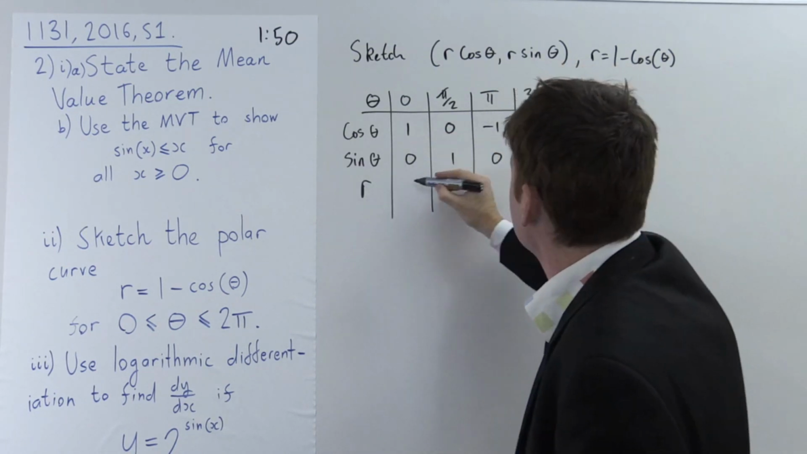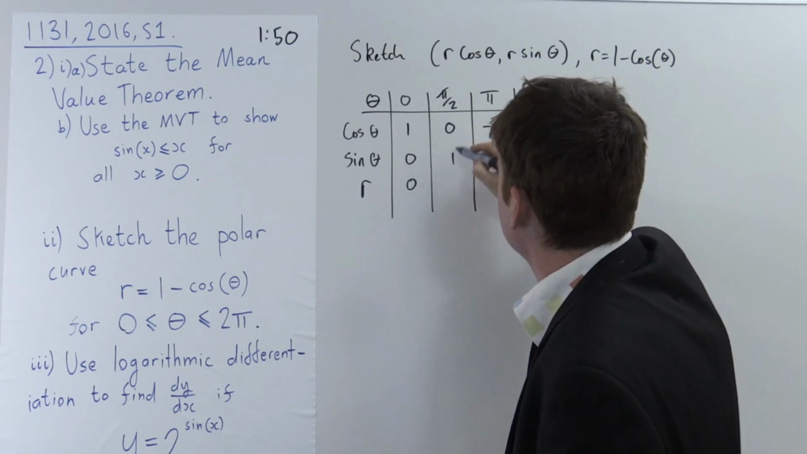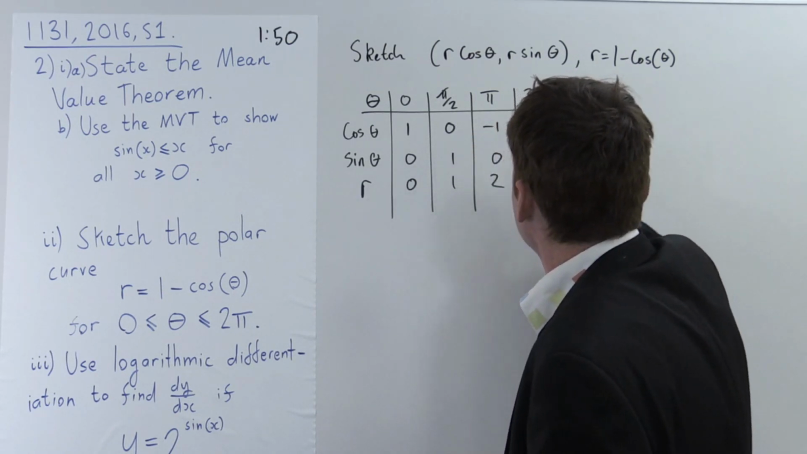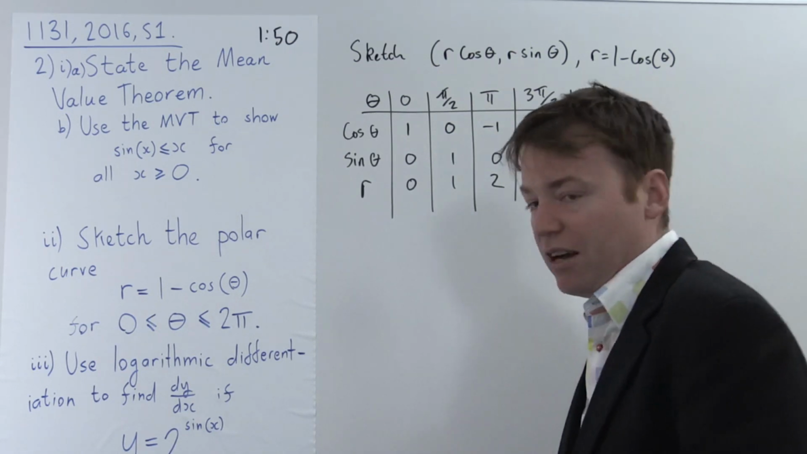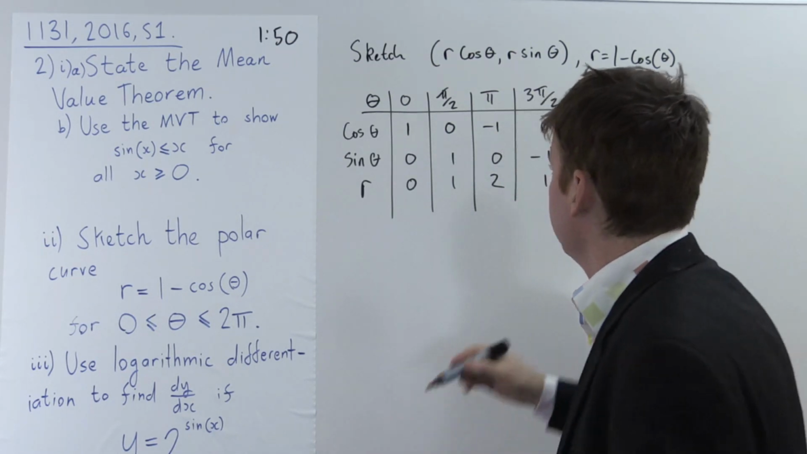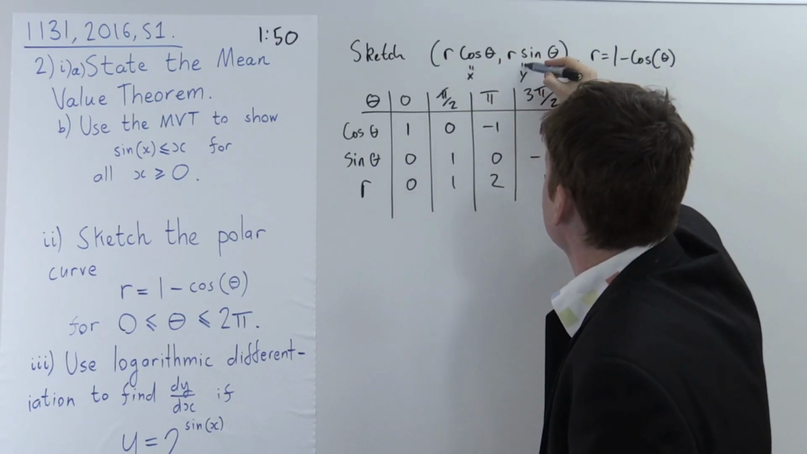well, 1 minus cos theta, so that's 0. When 1 minus this is 1, 1 minus this is 2, 1 minus this is 1, 1 minus this is 0. Good. And now I've got r, cos, and theta. I'm in a position to talk about my x, which is this thing, and my y, which is this thing.